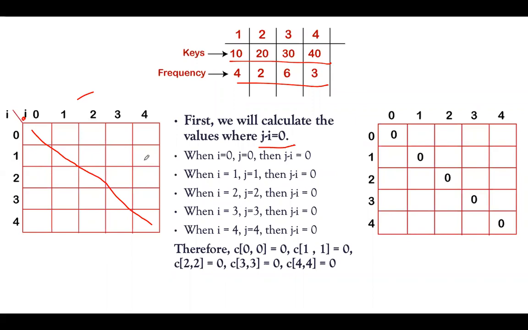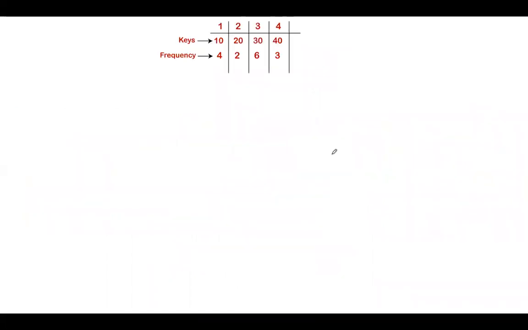This will be the first matrix, and the table will change to this. Next, j minus i equal to 1. For that, the table will change again. Now we will calculate the values where j minus i is equal to 1.